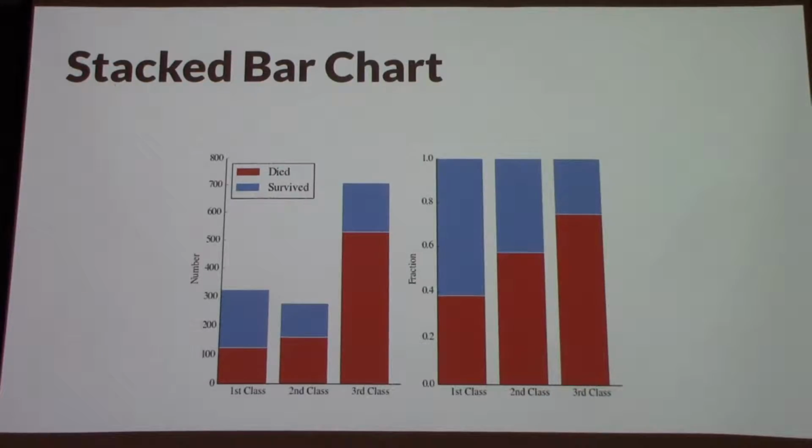And this also illustrates the difference between a proportional bar chart and an actual bar chart. You can see there are a lot of people that died in first class, but in terms of fraction, only about, let's say, 35% of the passengers in first class died, whereas about 70% of the passengers in third class died. So this is again the difference between a regular bar chart and the proportional bar chart.